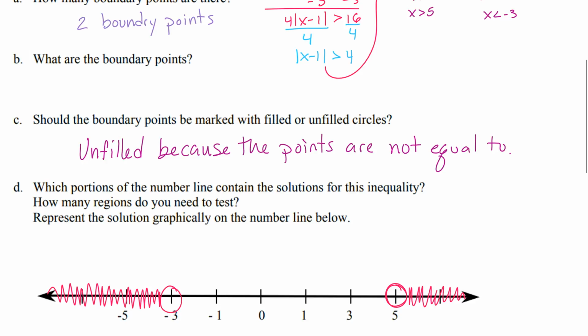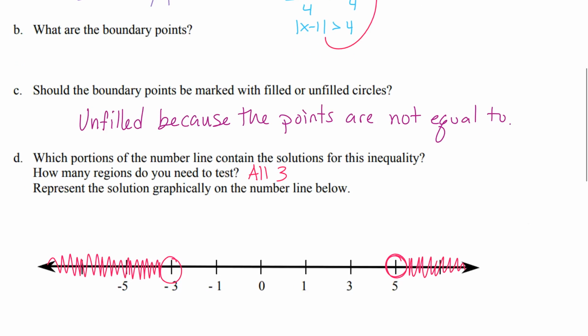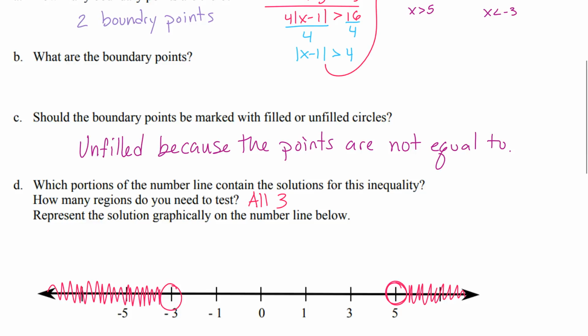So is it a little more clear why these points are called boundary points? Right, it literally sets the boundary on your number line. How many different regions do you have here? 3. There are 3 regions, meaning that in order to check our answer, we need to check all 3 regions. So here it says, how many regions do you need to test? All 3. And you test it the same way by plugging in a number to your original inequality. But are we going to plug in -3? You're going to plug in some other number in this region.